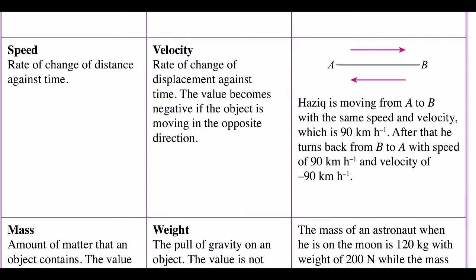Let's see the example. Hazid is moving from A to B with the same speed and velocity, which is 90 km per hour. After that, he turned back from point B to A with a speed of 90 km per hour and velocity of negative 90 km per hour. So you should have a clearer picture of what is the difference between speed and velocity.